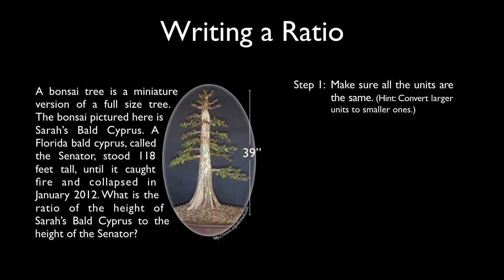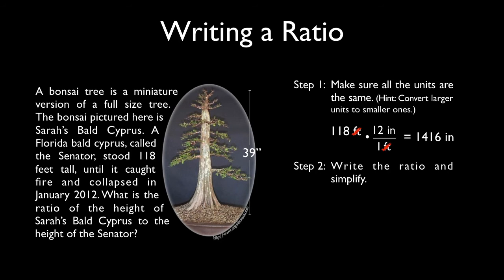Well, the first thing that we need to do is make sure that all the units are the same. So it's best to convert the bigger units to smaller ones. So let's convert the 118 feet to inches. And we all know that there are 12 inches in 1 foot. Notice when we write it like this, we can see that the feet units go away. So 118 times 12 is 1,416 inches.